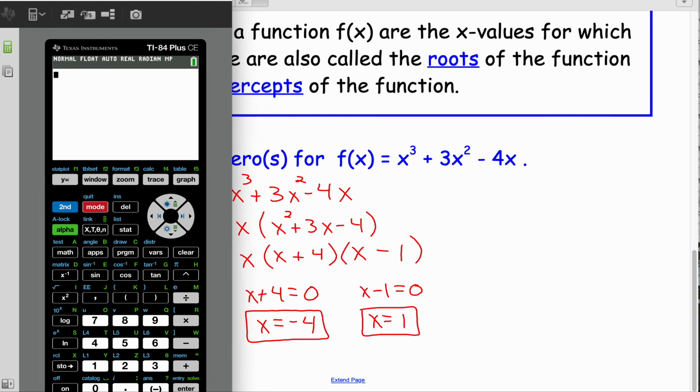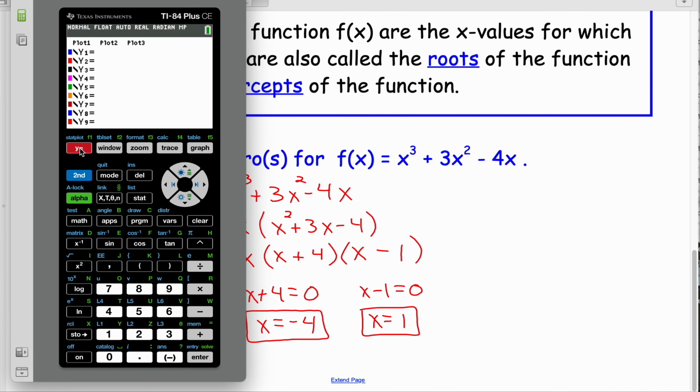So let's take a look at that. If I use a graphing calculator and I put my function in here, so I have x cubed plus 3x squared minus 4x, and I just do it in the standard window, I can see that I have 1, 2, 3 places where it crosses the x-axis or hits the x-axis. Now I could guess and just try and trace along here to find where those are, but it might not give me the exact answer.